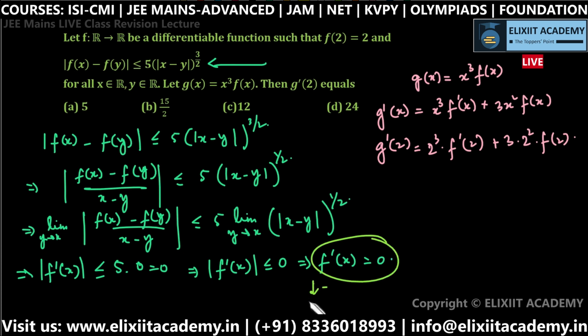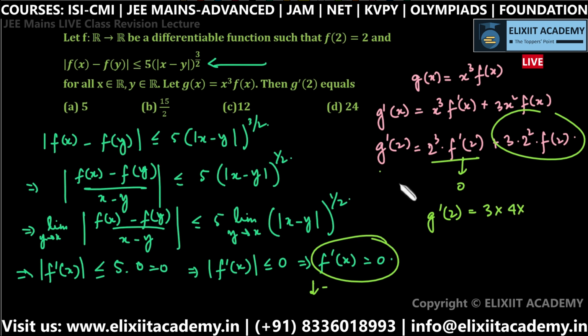Obviously, you can see that f prime of x is equal to 0, which means f prime of x is a constant function, right? For any value of x, it will always give the output value 0. So f prime of 2 is also 0, and this entire term is 0. You are only left with this. So g prime of 2 is 3 into 4 into f of 2. Now what is f of 2? f of 2 is already given, so this is 12 into 2, which is 24. So option D is correct in this case.